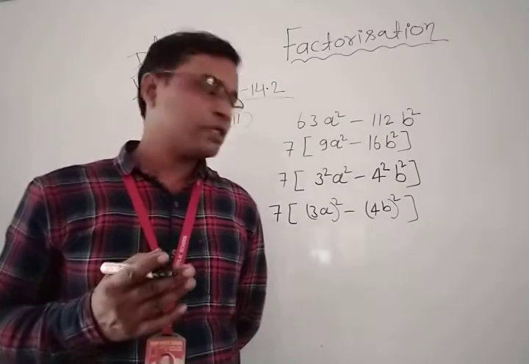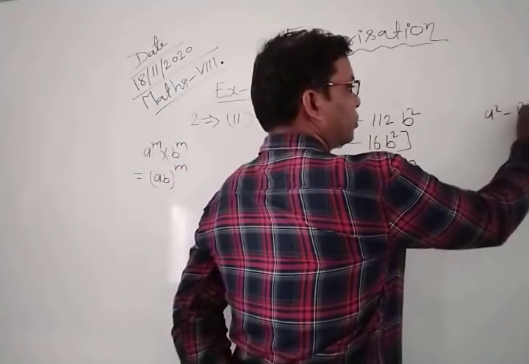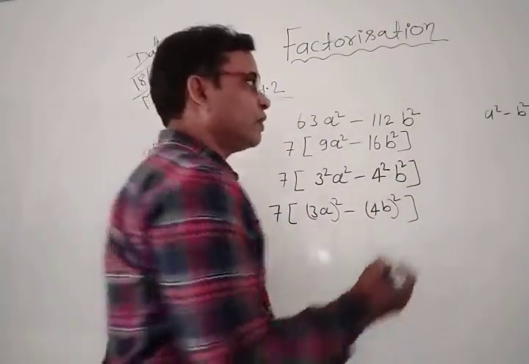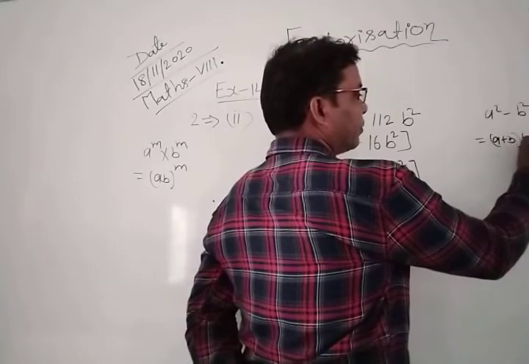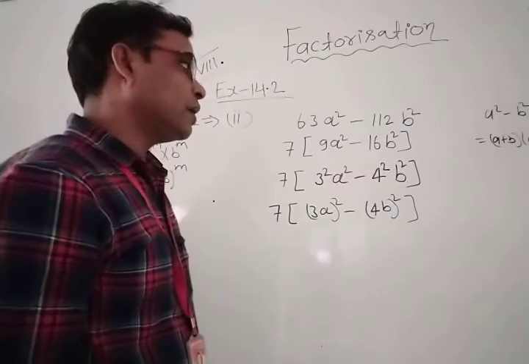Third identity is a square minus b square. This is the difference of two squares. This is equal to what? You can write it as a plus b into a minus b. Clear? A plus b into a minus b.